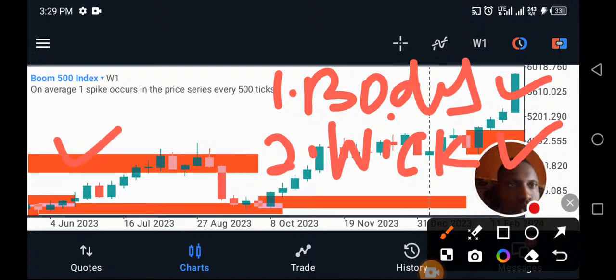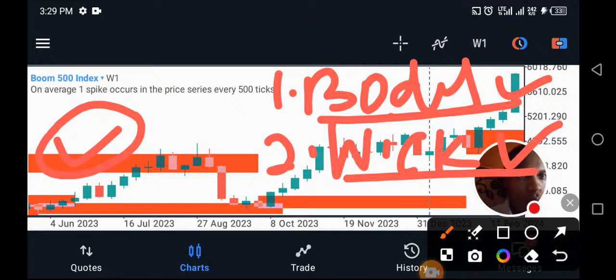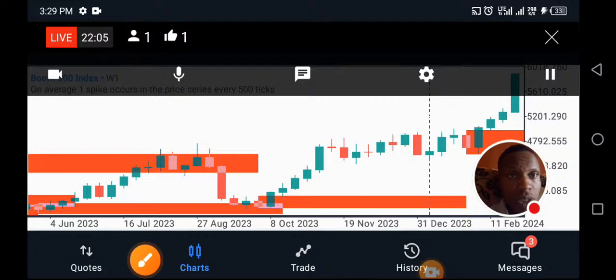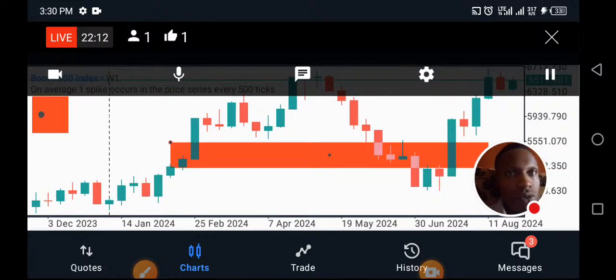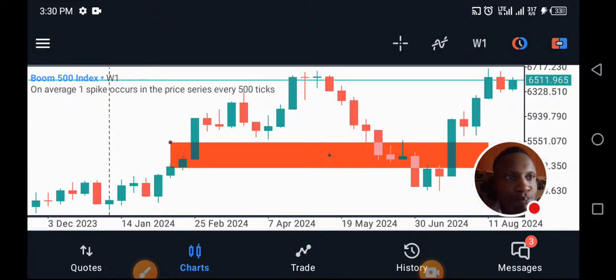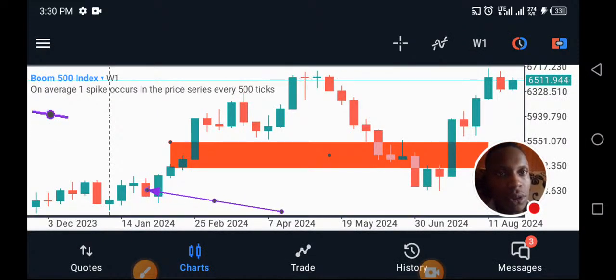So you must understand the body and the wick of that particular candlestick to be able to mark this red zone, to be able to draw this red zone completely. Don't forget please, the body and the wick. They are two important things that will help us. So for example, if you notice this particular candle here, you notice that it has a wick here. You can see this tiny wick, and then the body.